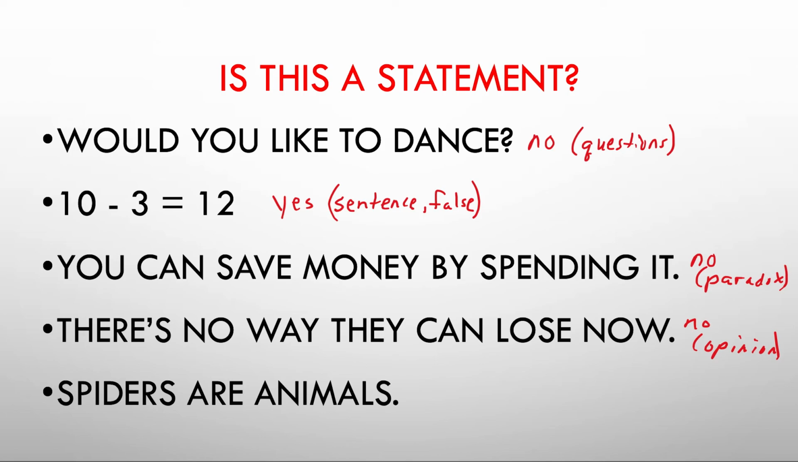And then the last one, spiders are animals. This is a statement. It is a sentence that is either true or false. Again, you could look it up and say, hey, that's true or that's false. But either way, it is a sentence, and so it qualifies as a statement. So again, the easiest way to do this is to be familiar with the exceptions. Watch for the questions, the opinions, the commands, the nonsense, and the paradox, and eliminate those as statements. Then you can look at what's left. As long as it's a sentence that has either a true or a false value, then we can go ahead and say that that's a statement.